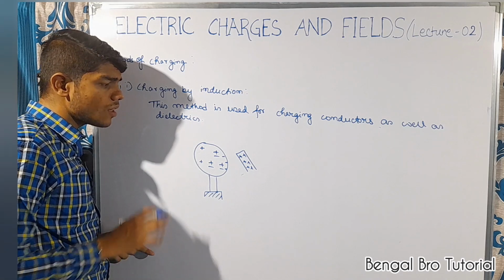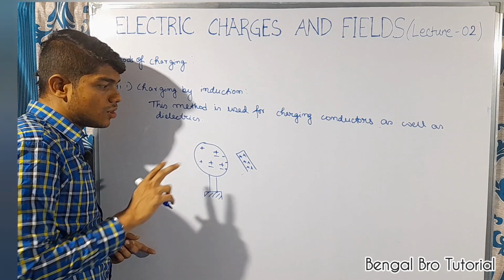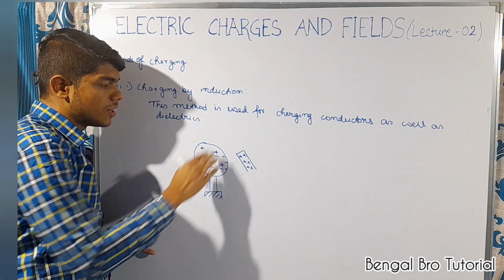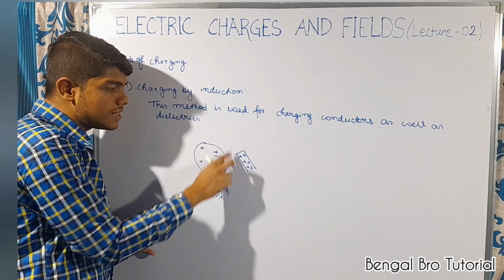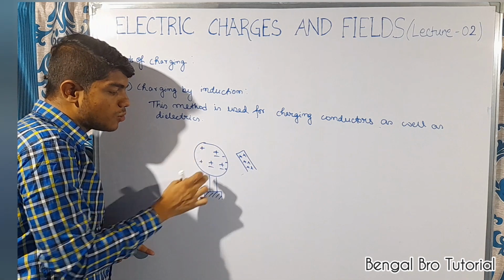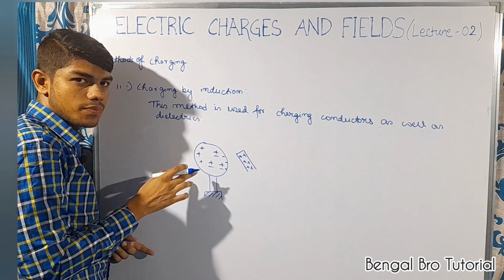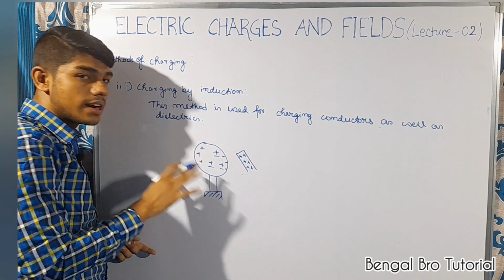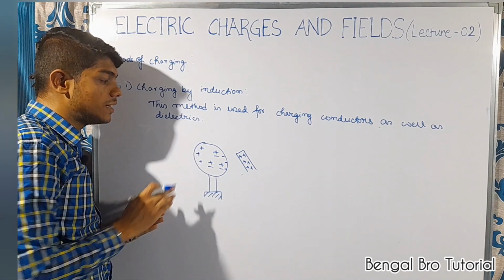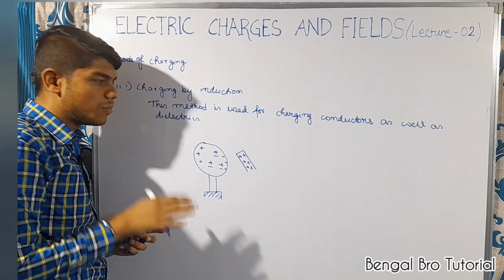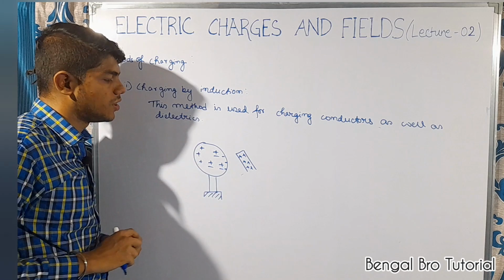Understood? So now you see that both sides of this conductor have two different types of charge. In this region we have an excess of electrons, that means this region is negatively charged, and if you look at this region we will find that this region is positively charged. But the overall charge of this conductor is still neutral. Only a difference in charge has been seen in different regions of this conductor. But overall, since it still has the same number of electrons and protons, that's why overall it is still neutral.